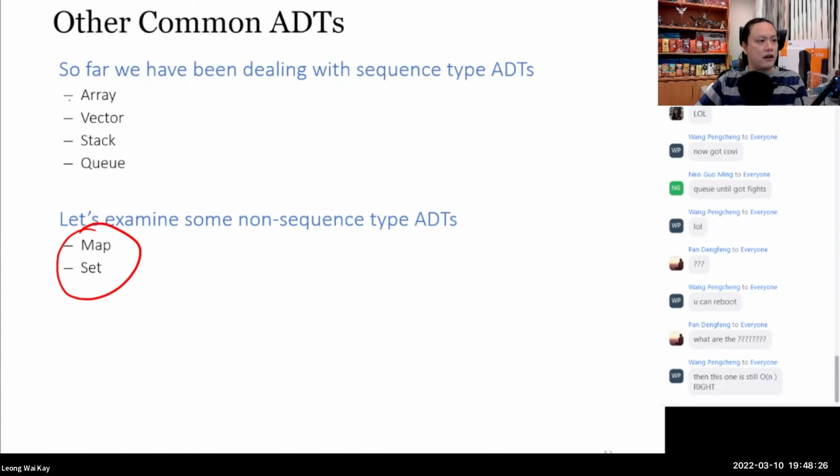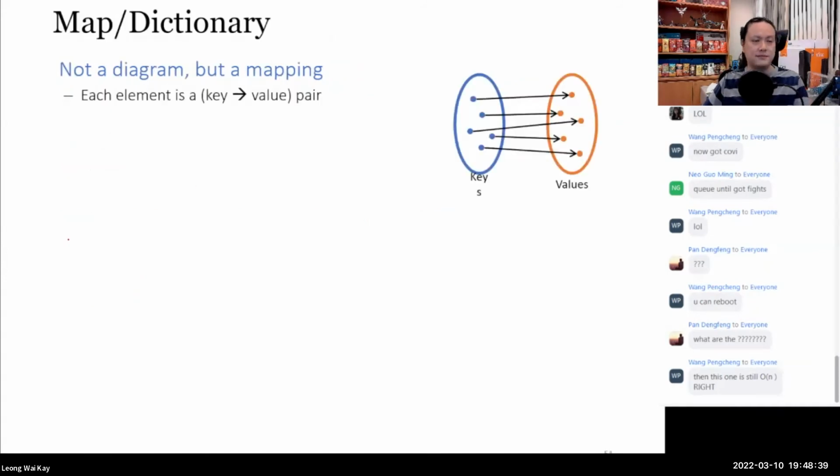So array, vector, stack, queues are basically sequence types. Your elements have some ordering to it. In a sense, the ordering is the sequence. But there are some data collections that are non-sequence type, like set and map. So what's a map? Some programming languages call it a dictionary. Python, JavaScript, they call it a dictionary. So a map is not a diagram. It's not Google Map, the diagram kind of thing. A map is basically the mathematical definition of a map.